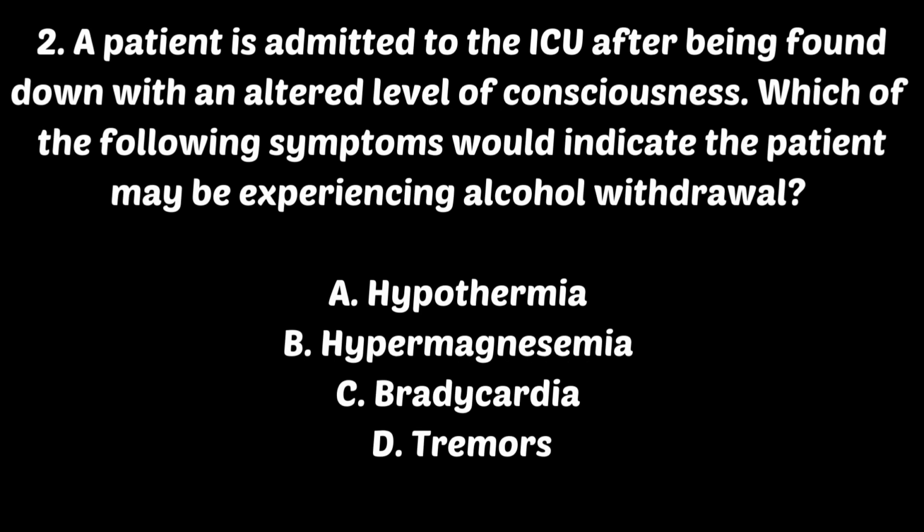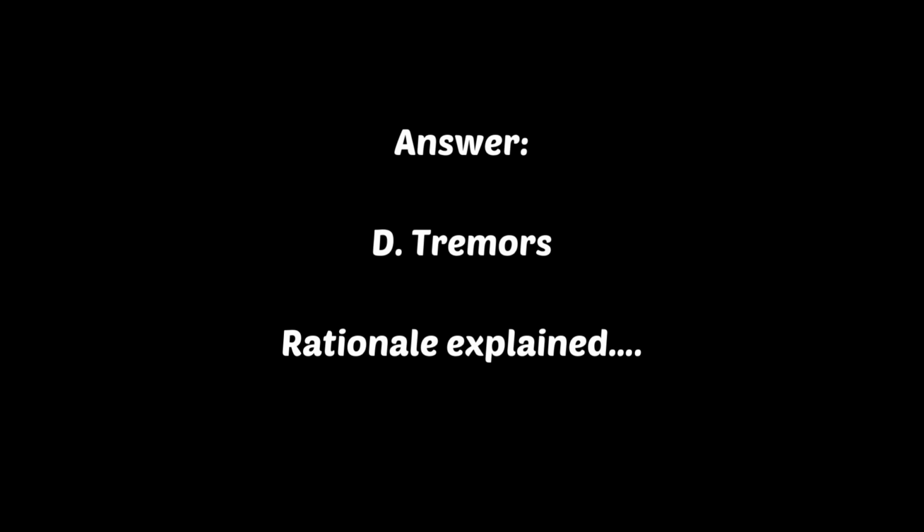Question number 2. A patient is admitted to the ICU after being found down with an altered level of consciousness. Which of the following symptoms would indicate the patient may be experiencing alcohol withdrawal? Is it A, hypothermia, B, hypermagnesemia, C, bradycardia, or D, tremors? If you chose D, tremors, you are correct.